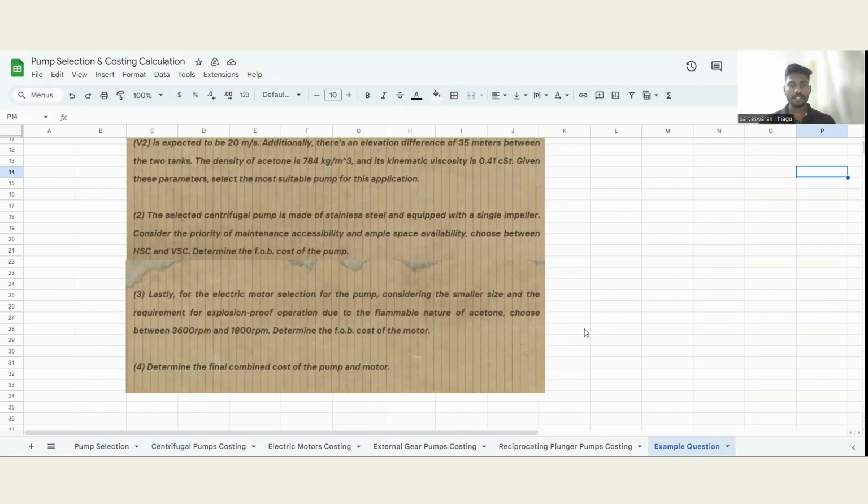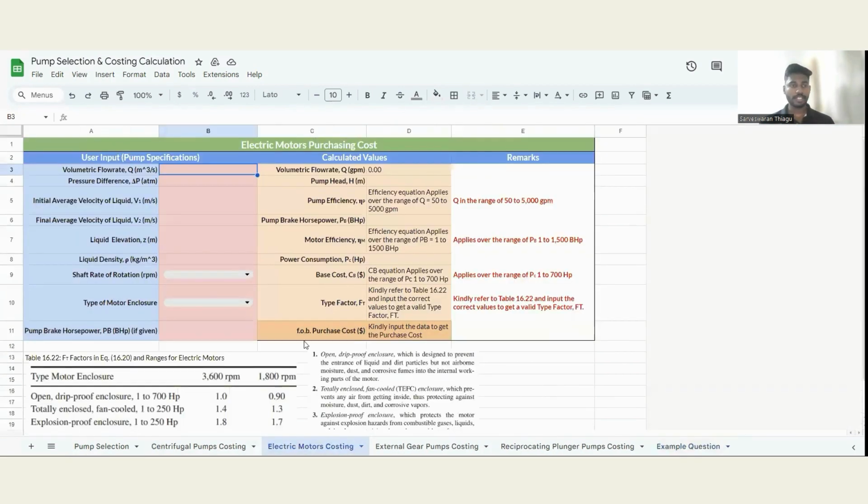Next, we move on to question number 3, which is lastly for the electric motor selection of the pump. Considering the smaller size and the requirement for explosion-proof operation due to the flammable nature of acetone, choose between 3,600 RPM and 1,800 RPM and determine the FOB cost of the motor. So we head to the electric motor costing section and input the parameters from before.